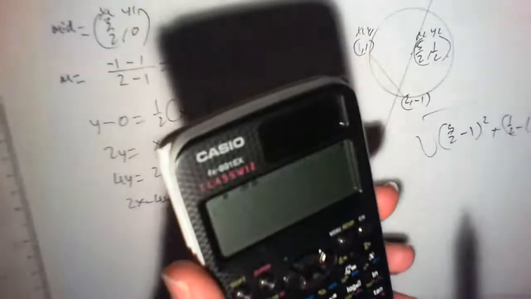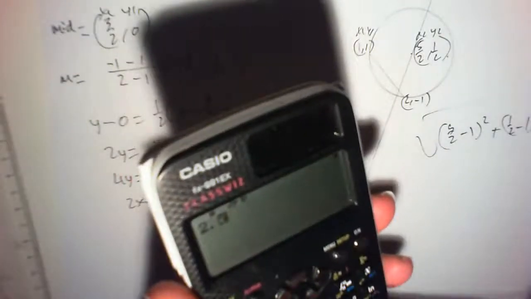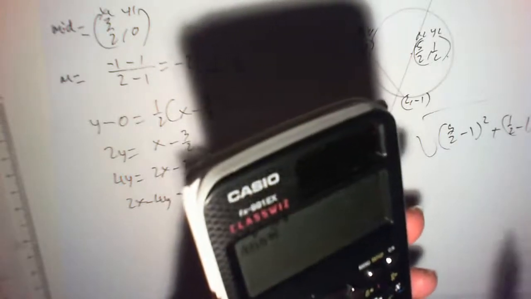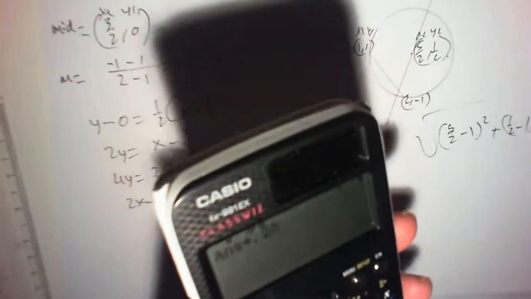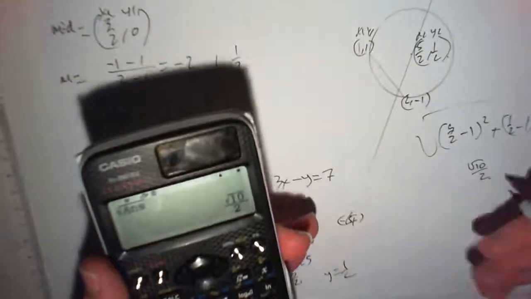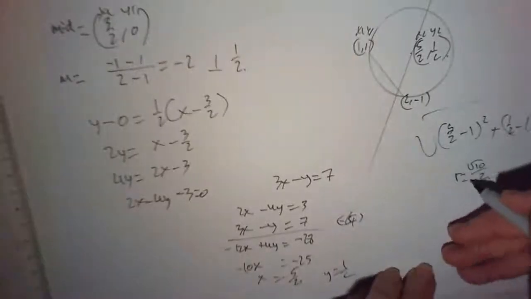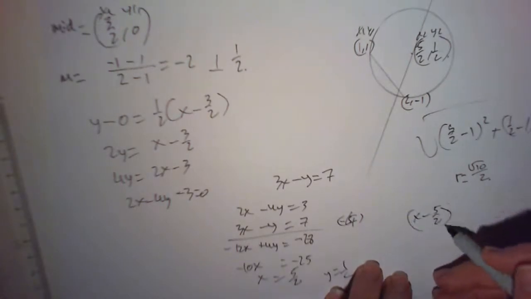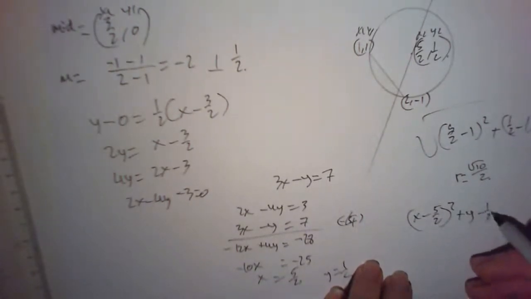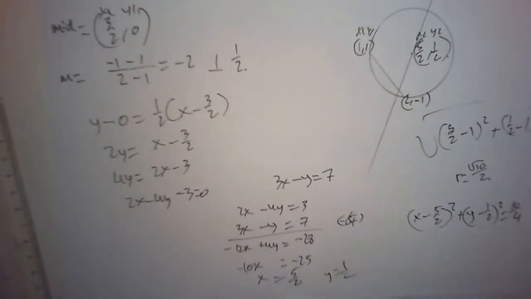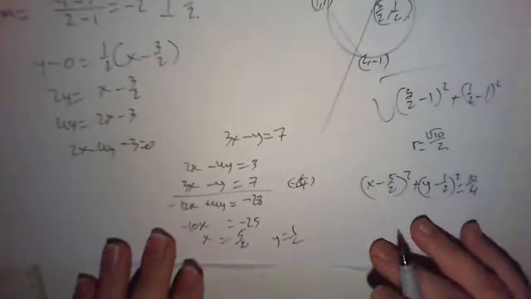Okay, 2.5 minus 1 squared plus 0.25. Square root of 10 over 2. Okay, so that's the radius. So my equation is going to be x minus 5 over 2 to be squared plus y minus a half to be squared is equal to 10 over 4. Okay, that's it.